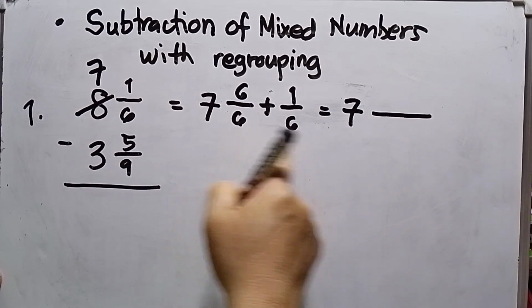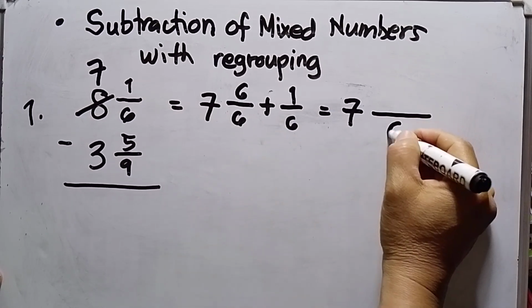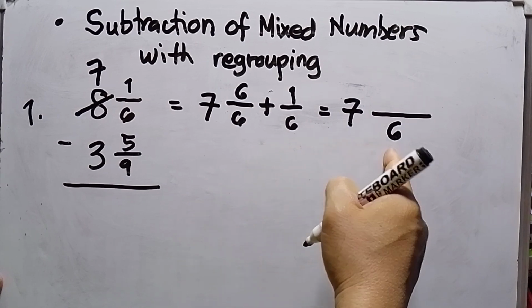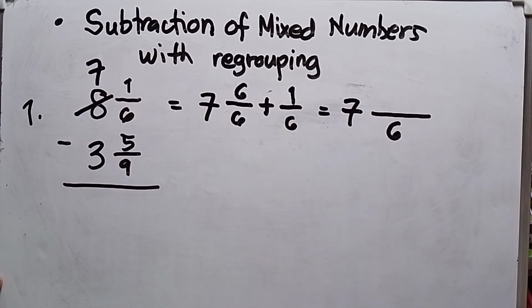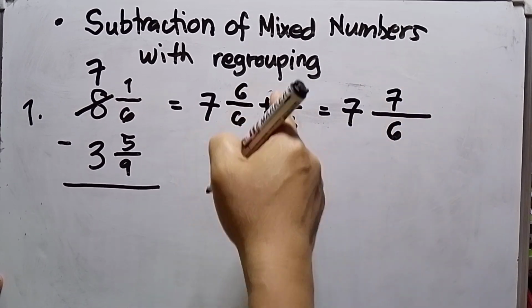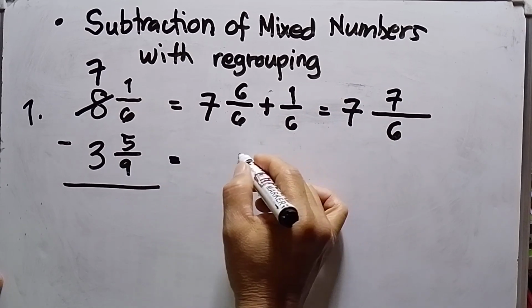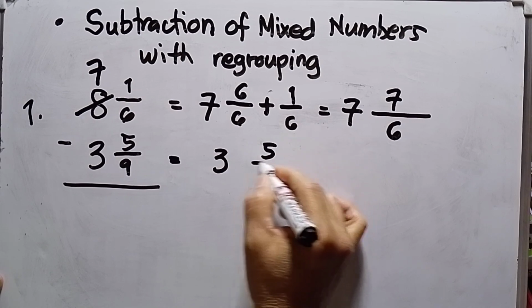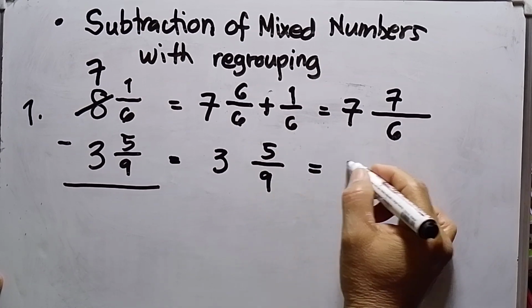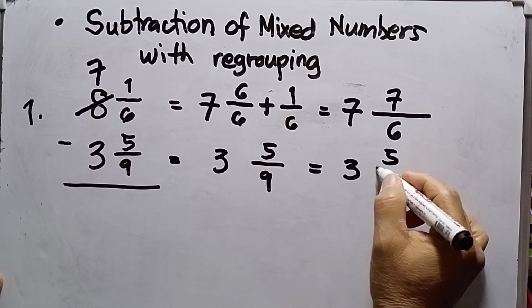And then, similar fractions, so take the common denominator. So that will be 6. And then add the numerators. So this will be 7, because 6 plus 1 is 7. And then copy this one, 3 5/9. And this will also be 3 5/9.